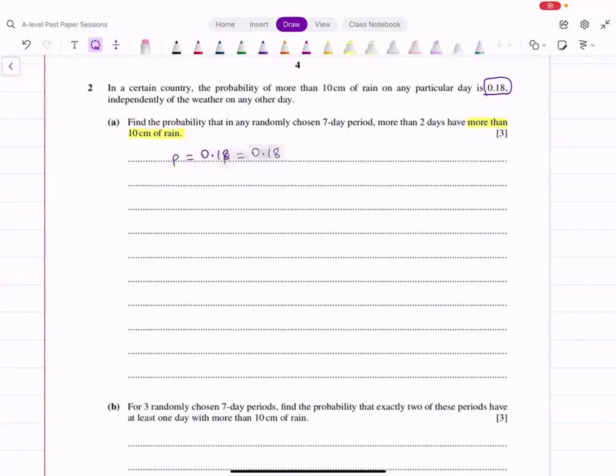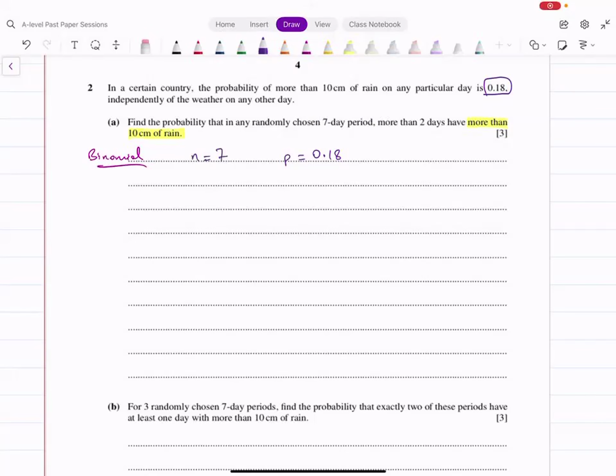We figured that out. Number of successes की बात हो रही थी, हम यहाँ पे side पर लिख लेते हैं, just so that we remember. This is binomial. Probability of success is 0.18. What about n? Number of times it's being repeated, the trial. It's a 7-day period. N की value यहाँ पे 7 है. These are the two parameters.